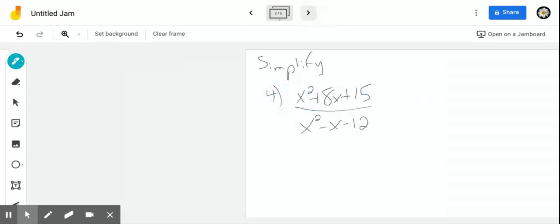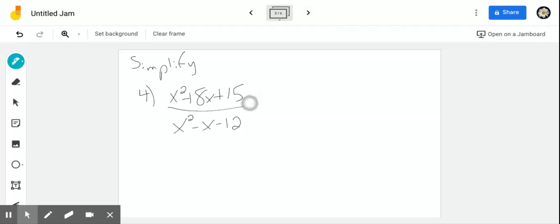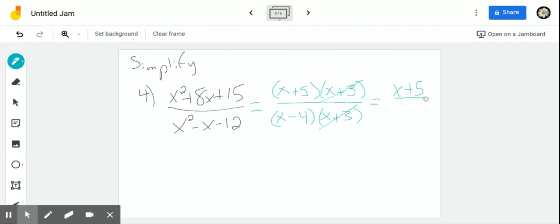All right, let's take a look at one more of those. So again, to simplify, we're just going to start by factoring. So these are going to be same sign, both positive. I'm looking for factors of 15 that add up to 8, so plus 5 and plus 3. I'm going to factor the denominator as well. Those signs are different. I'm looking for factors of -12 that add up to -1, so -4 and positive 3. And x plus 3 will cancel, so my simplified version is x plus 5 over x minus 4.